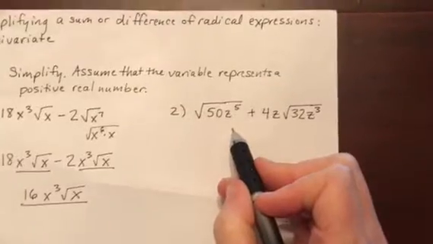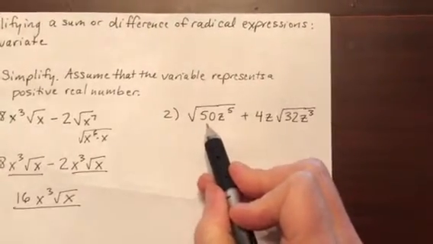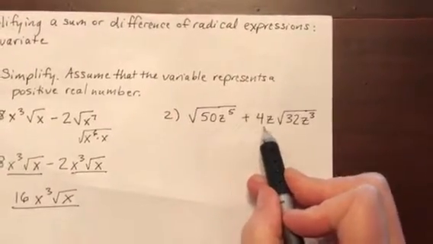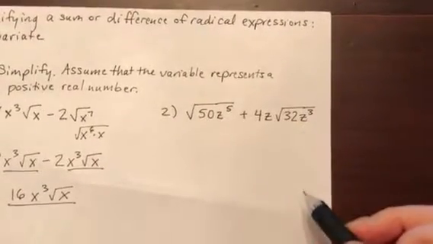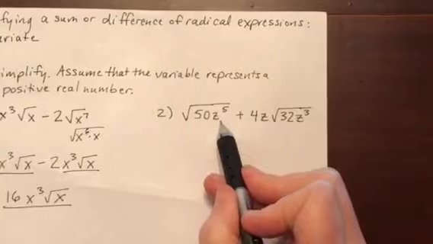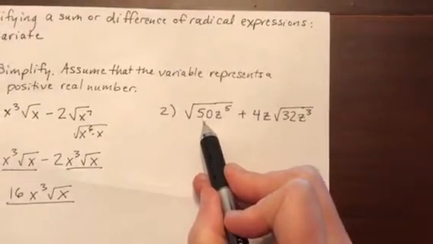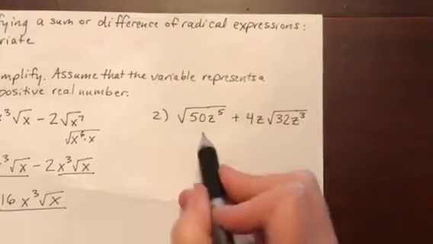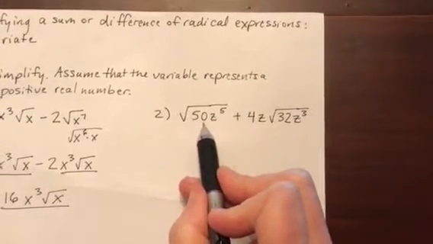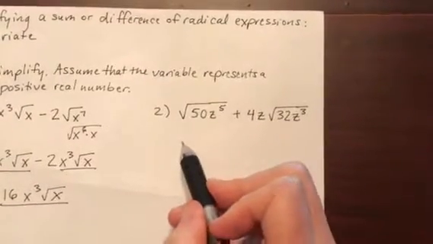In the second example, we have square root of 50z^5 plus 4z square root of 32z^3. I cannot combine these at this point because what's underneath the radical is completely different. And so let's see if we can break down what's under here and take out as much as possible.